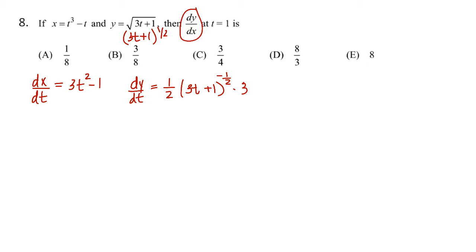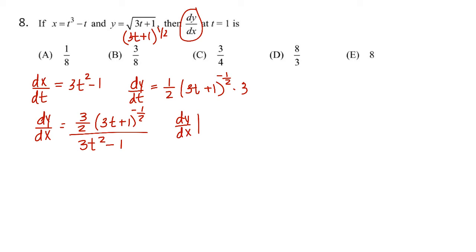So let's see, dy/dx is going to be equal to, well, I'm going to go ahead and throw that 3/2, and then we have times 3t plus 1 raised to the negative 1/2, and that's all over 3t squared minus 1. So what's the value of dy/dx at t equals 1? So let's do some substitution and see.